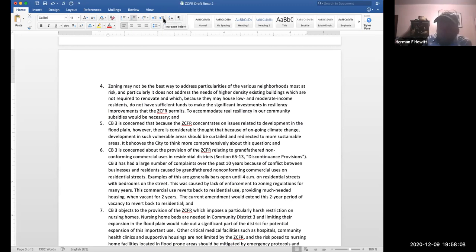Something like that. You want it to be more specific? Is that what you meant? What I was thinking about in terms of being more specific of who would need the subsidies. Maybe we could say, to accommodate real resiliency in our community, subsidies would be necessary, especially for those low and moderate income developments or something like that. And small property owners, if they wanted it.